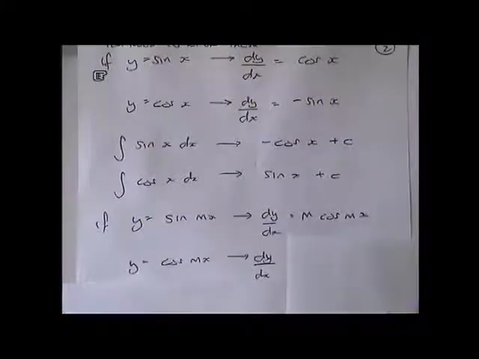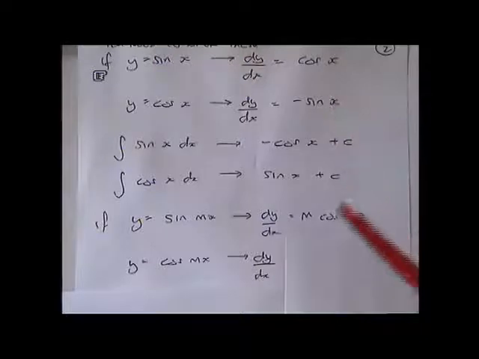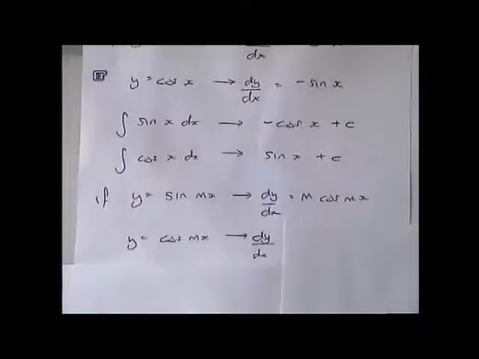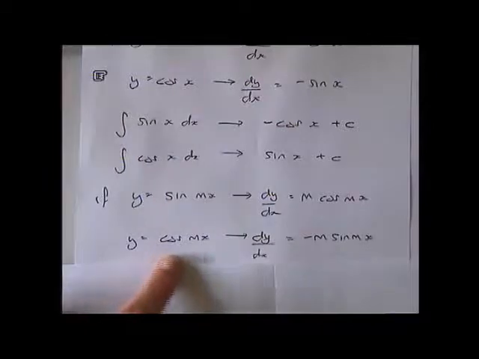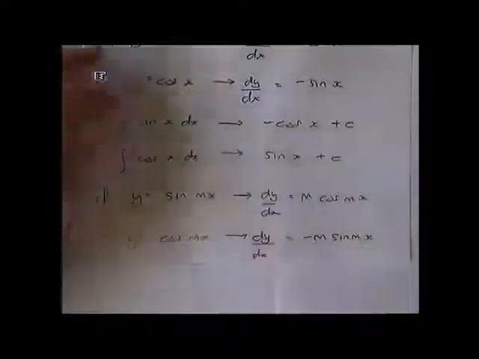So the next one, what does cos mx differentiate to be? Follow the same pattern you had up here and you'll probably get it right. What does cos mx differentiate to? Minus m sine mx is correct. Well done. So, cos differentiates to minus sine and the m goes in front and stays there.